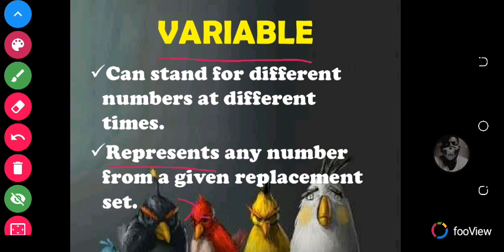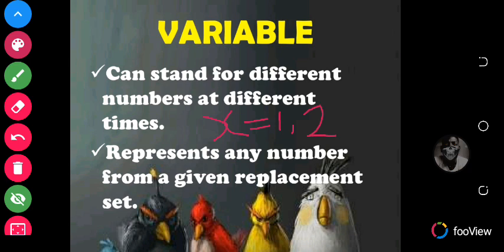So x is equal to 1, x is equal to 2. What this means is that wherever you find x, it could be 1 or 2. So this x here doesn't have a single value. It has a value of 1, it has a value of 2.